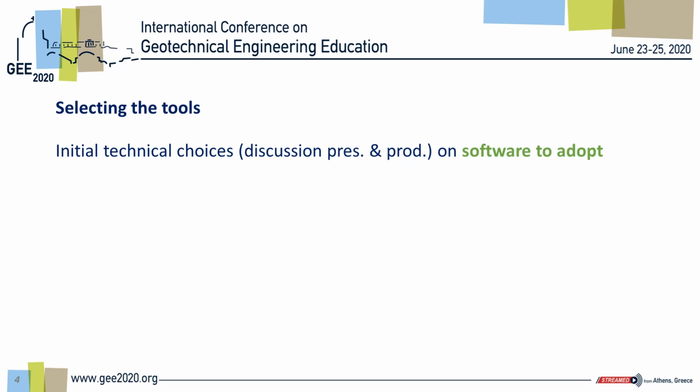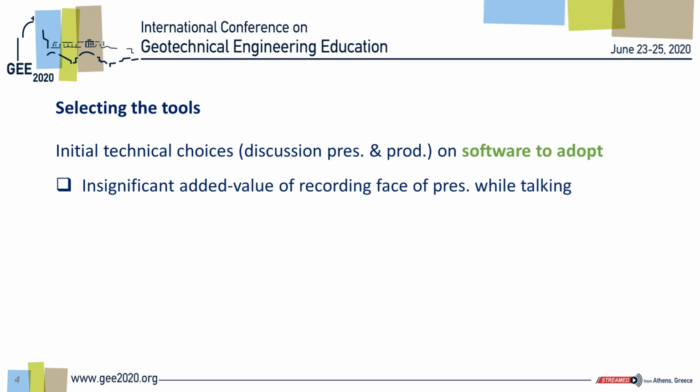The first major technical choice a producer and a presenter need to make when preparing a webinar is agreeing on the tools to adopt. In other words, the main software to prepare and record the presentation has to be identified. To this aim, a preliminary discussion was conducted to decide whether to record the presenter while talking. We soon agreed that this feature would have only had a very limited added value for the potential viewers of the webinar, and therefore we decided to spare ourselves the technical difficulties that the realization and the use of such a recording would have implied.